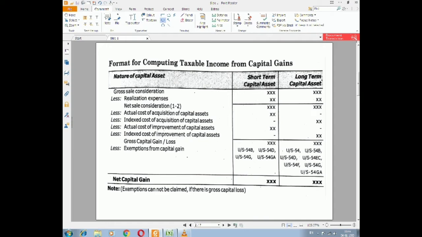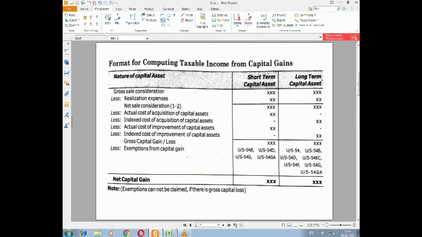While considering that purchase, the calculation will be done by considering some points. I'll brief you about that later. So here we deduct the purchase amount. Next we deduct the indexed cost of acquisition of capital assets. Both are the same: the first one, the actual cost of acquisition of capital assets, is used for short term capital asset. If the asset is long term, then we apply the index.